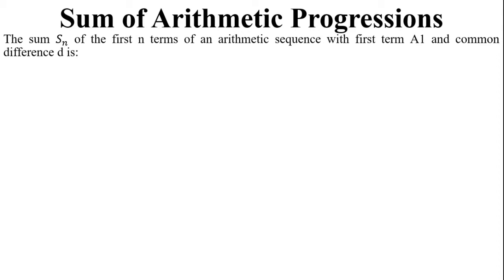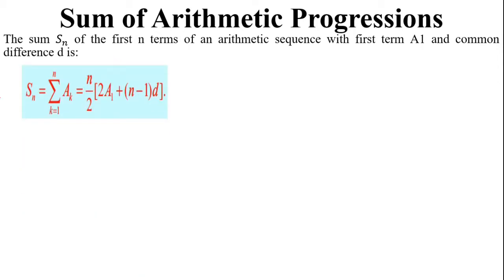Today I'm going to show you how to find the sum of both arithmetic and geometric sequences. So here it is, the sum of an arithmetic progression. As I told you in my previous lecture, an arithmetic sequence or arithmetic progression is a type of sequence in which the difference between two consecutive terms is constant. This constant we call the common difference d.